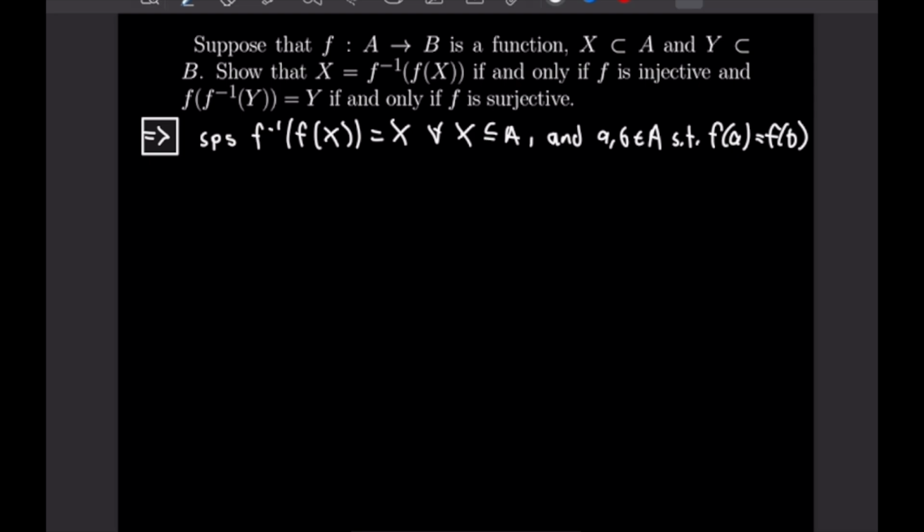From here, we are going to define the following two subsets of A. We're going to let X sub 1 be just the singleton {a}, and we're going to let X sub 2 be just the singleton {b}.